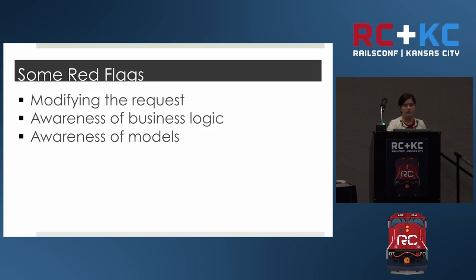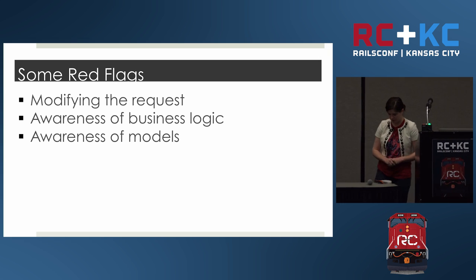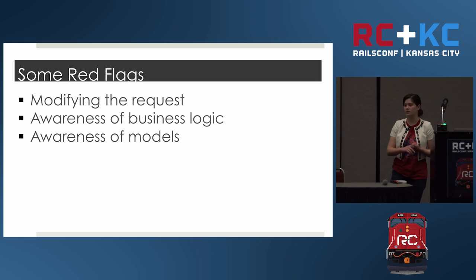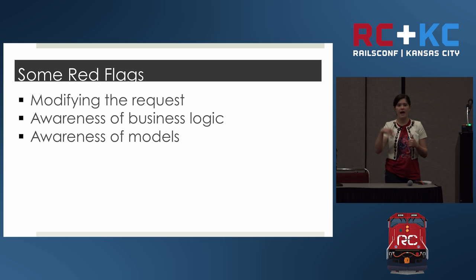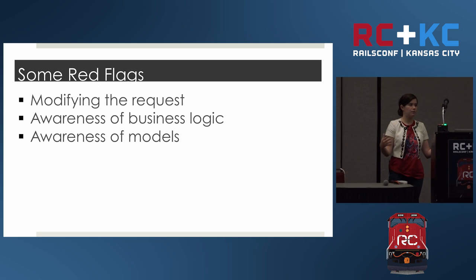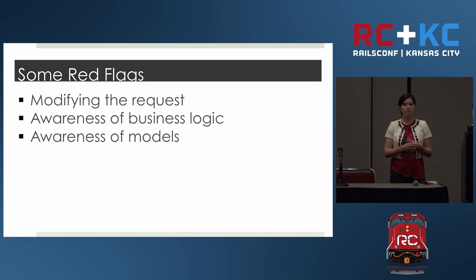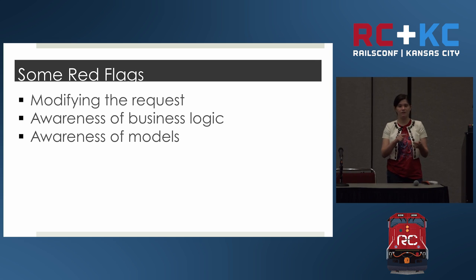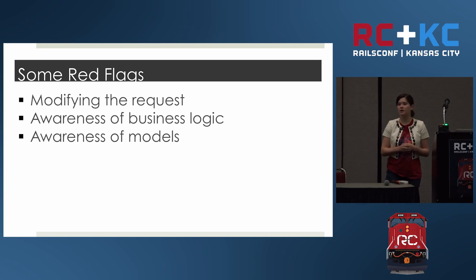So some red flags for maybe you should consider moving this logic out of rack middleware and into your application. First of all, if you're modifying the request. Now there are plenty of things that are going to add to the request, many things that are going to help set up your application to handle the request. But if you're modifying or overwriting things like post data, things like the request path, you're probably on the wrong path.